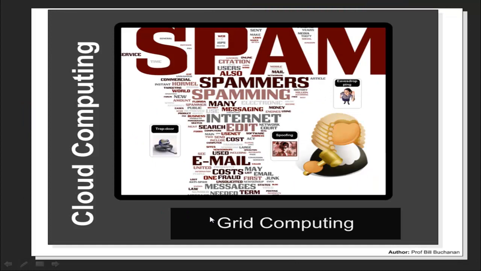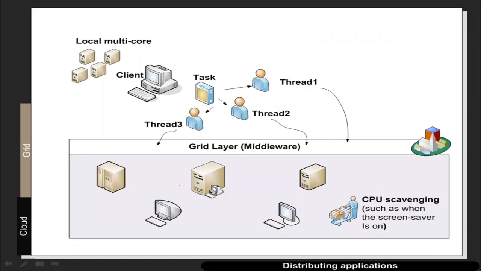So before we look at cloud computing, we'll have a look to see where we have been with grid computing. So with grid computing what we have is that we have a client who wants to complete a task, and that task could then be split into a number of different threads. The synchronization of these threads is sometimes difficult, but if we have a scalable application then it's possible to split a task into a number of threads.